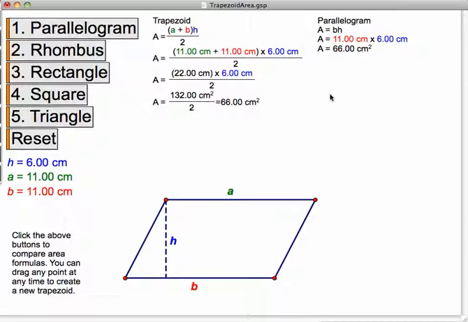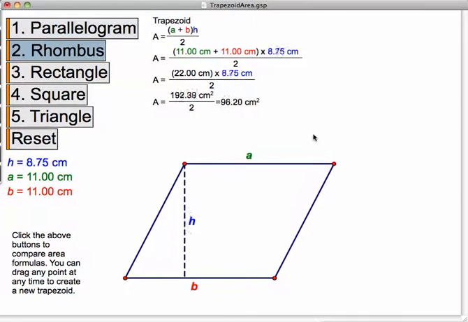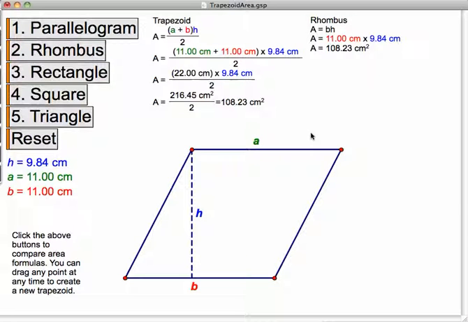And it doesn't matter whether you're talking about the area of a parallelogram or a rhombus. Since a rhombus is a special case of a parallelogram, we would expect that if you use this A, this H, this B in the trapezoid formula, we should get the same area as if we were just to use the parallelogram area formula, and we do. So a parallelogram or rhombus are both special cases of trapezoids.